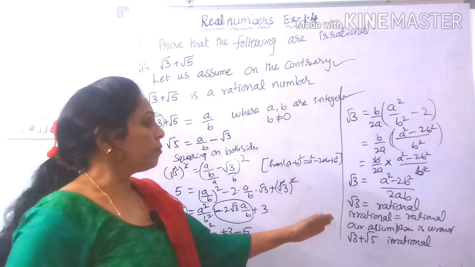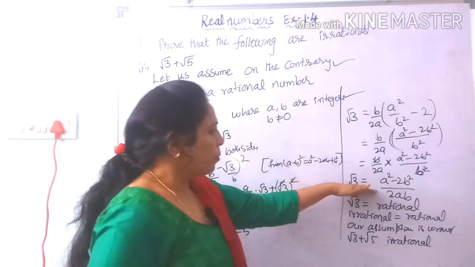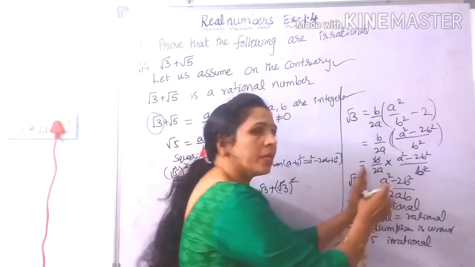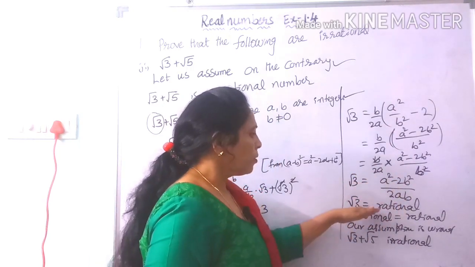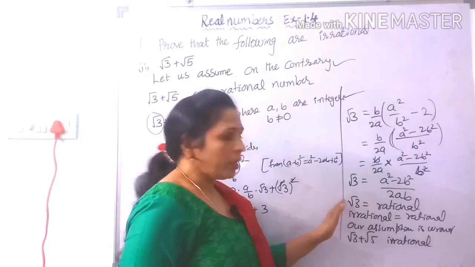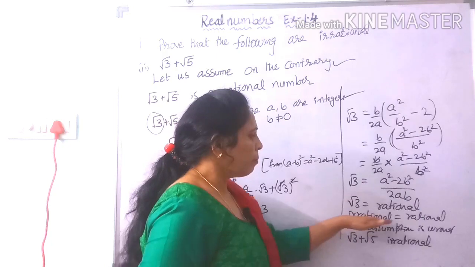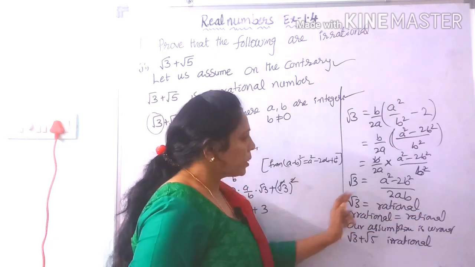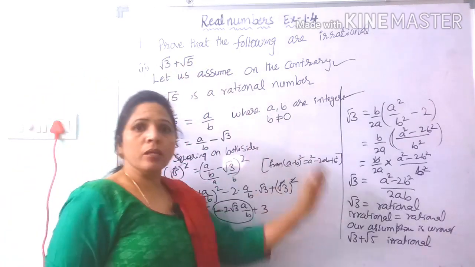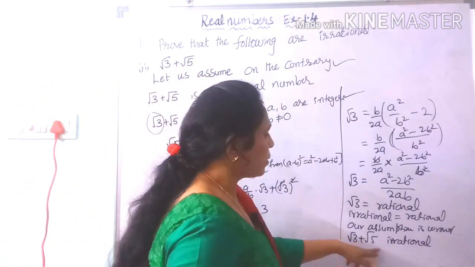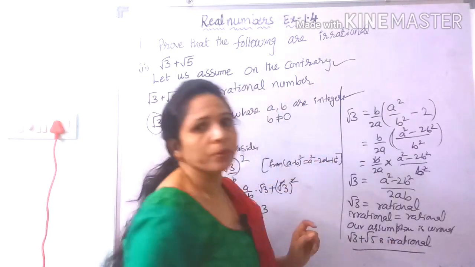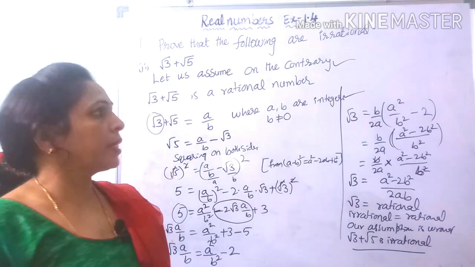Understood? Here we have proved root 3 is equal to a by b, which is nothing but the p by q form, so that is nothing but a rational number. But root 3 we have known is an irrational number. An irrational number can't be a rational number. So root 3 is an irrational number and the sum of two irrational numbers is also irrational. So root 3 plus root 5 is irrational. Understood? Let us move on to the next sum.